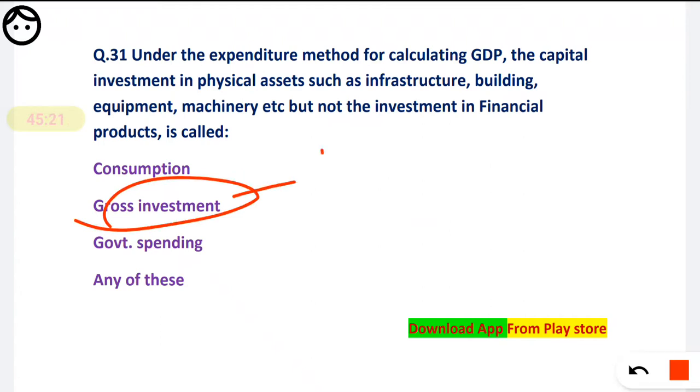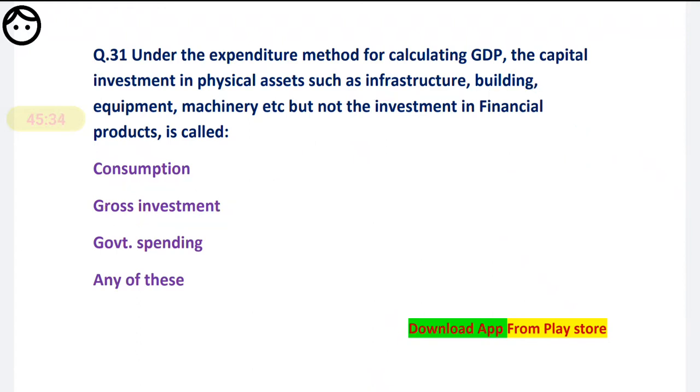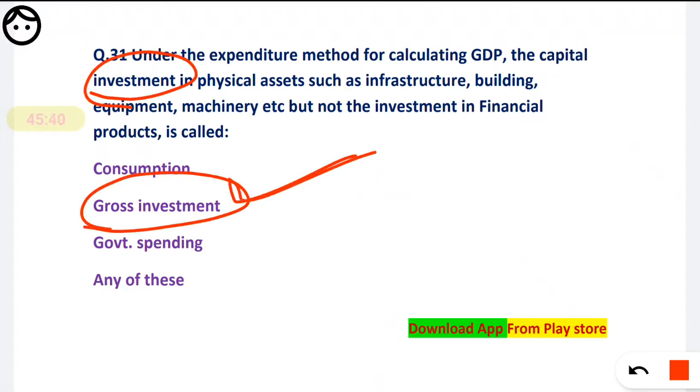Basically this is our I. When we solve by the expenditure method, C plus I plus G, instead of directly giving the investment, they may give the investment in infrastructure. Here the word investment itself is there, so you can easily judge this is the government investment. In this way also you can judge the answers.